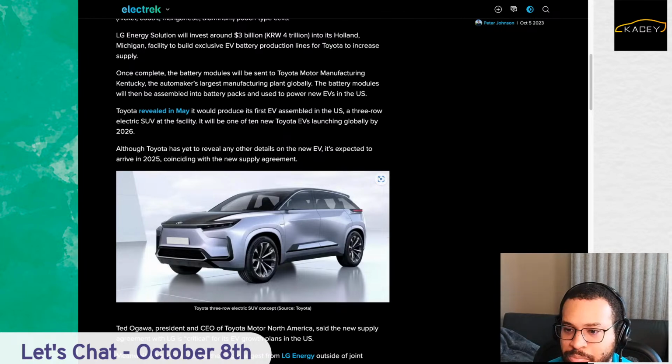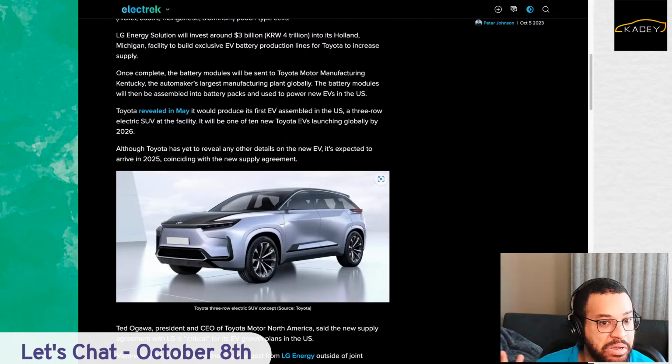Toyota revealed in May it would produce its first EV assembled in the US, a 3-row electric SUV at the facility. It'll be one of 10 new Toyota EVs launching globally by 2026. Although Toyota has yet to reveal any other details on the new EV, it's expected to arrive in 2025, coinciding with the new supply agreement. And maybe joining the Supercharged Social? Because surely by now their Solterra, bZ4X, and Lexus reports have been showing that EA is not giving a good fuzzy for their customers.